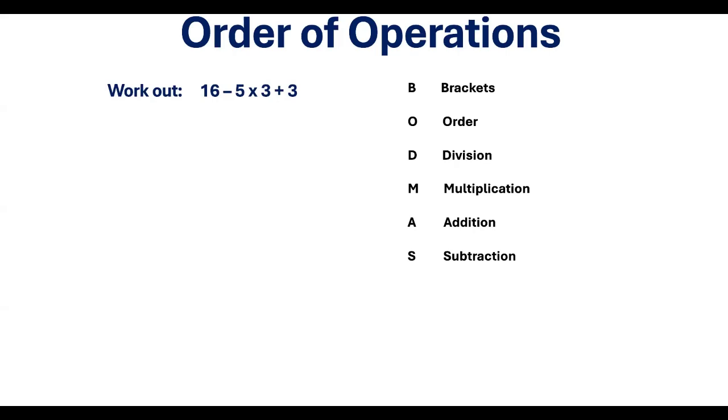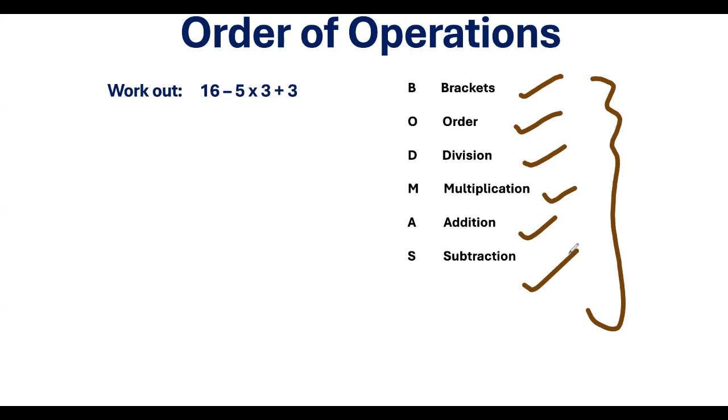What is the topic of today? Order of operations. BODMAS. B stands for brackets, O for order, D for division, M for multiplication, A for addition, S for subtraction. You have to solve according to this: brackets, order, division, multiplication, addition, and subtraction. You have to keep this order, otherwise the answer will be wrong.